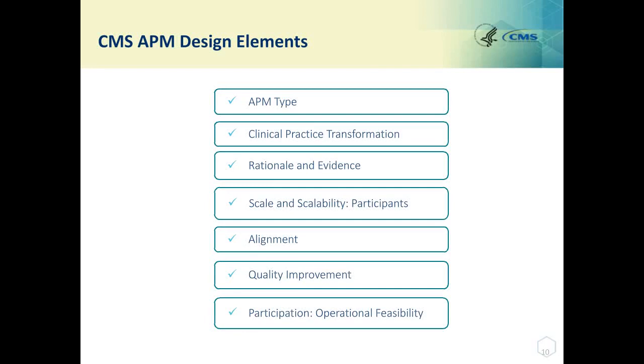Yep. So let's talk a little bit about APM design elements. This is just important for you to know for background purposes to help define APMs. When people send in ideas for APM design, they have to consider the APM type, the clinical practice transformation that you want to see take place, what's your rationale and evidence behind the APM, and is it scalable, meaning are we going to be able to include participants outside of just the specific participants or beneficiaries you serve? How do you align with other models and work? What's the quality improvement you want to see? And then what's the overall operational feasibility? Can this be done? Next slide, please.